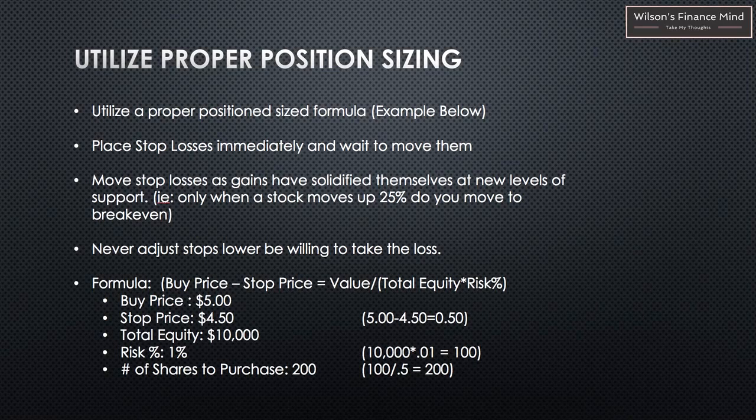Say you have a $10,000 account, you're going to take that $10,000, multiply it by your 1% risk, so you're willing to lose $100 on this position. The number of shares you would purchase then would be your $100 at risk divided by the spread of 50 cents, giving you 200 shares. That has saved me tons of money.